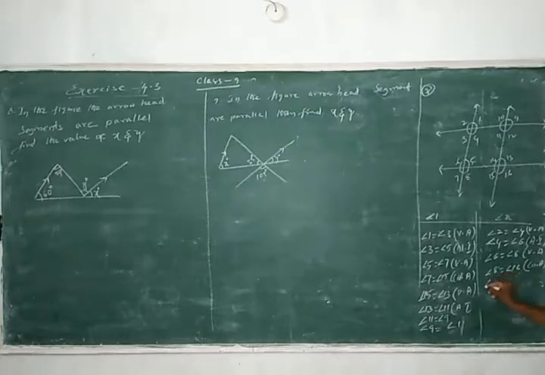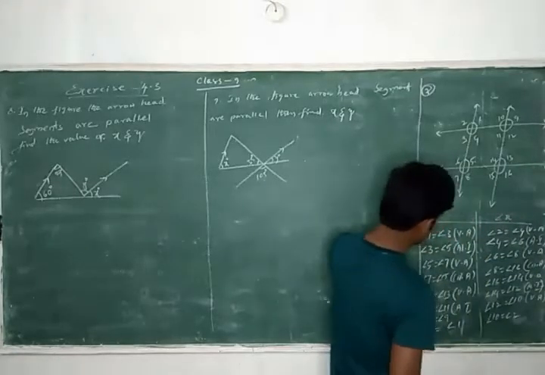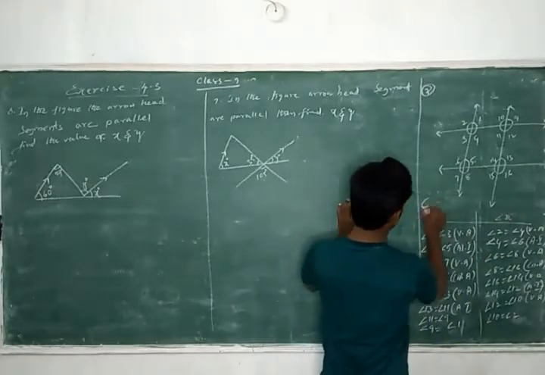Next, angle 16 is equal to angle 14, vertically opposite angles. Next, angle 14 is equal to angle 12, alternate interior angles. Next, angle 12 is equal to angle 10, vertically opposite angles are equal. Then angle 10 is equal to angle 2, now these are corresponding angles.